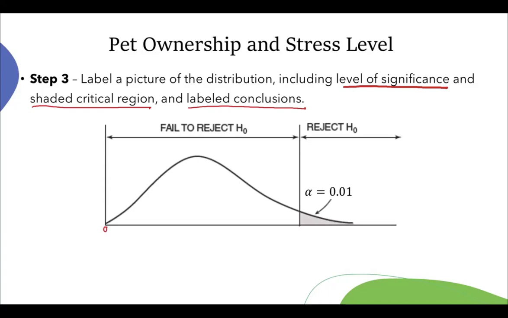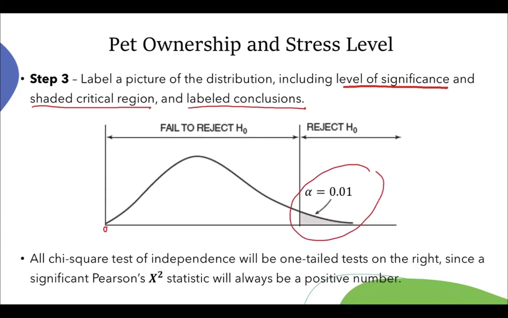So the only indication of a relationship between two classifications is if chi-square is big enough, and large chi-square values are always going to occur on this side. Okay, so they are always going to be one-tailed tests on the right side, since a significant Pearson's chi-square test statistic will always be a positive number. Notice I'm not labeling any means on the horizontal axis either. So this is the reject H0 region.